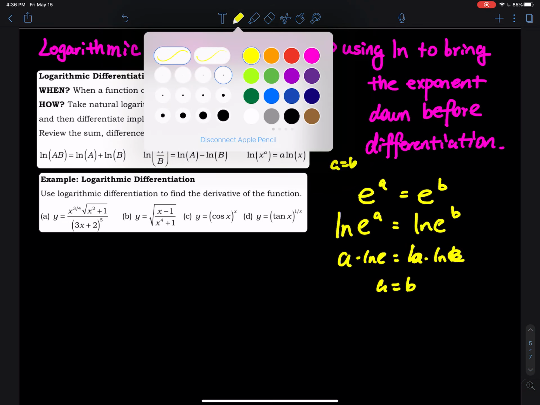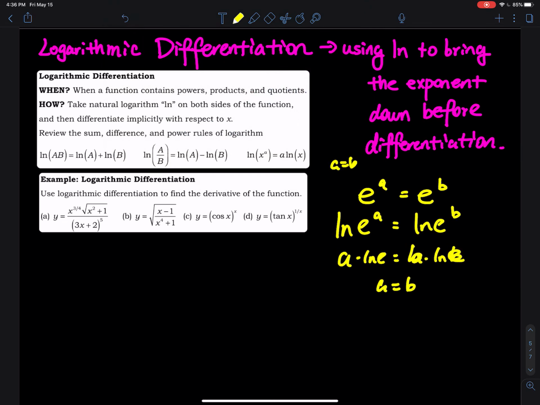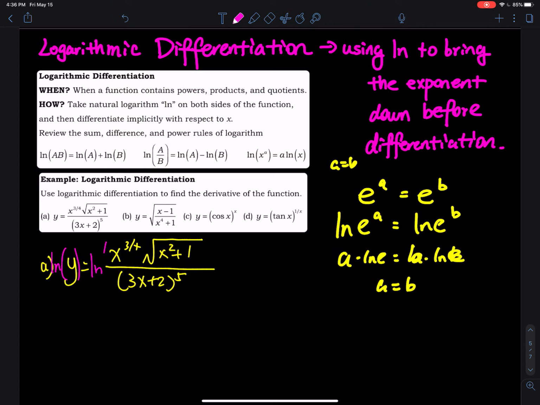So let's take a look at the first problem. We have y equals x to the 3/4, times the square root of x squared plus 1, divided by 3x plus 2 raised to the 5th. Okay, I want to take ln on both sides before applying any rule. So I'm going to take ln on the left and then ln on the right. So this tells me taking ln on both sides works.